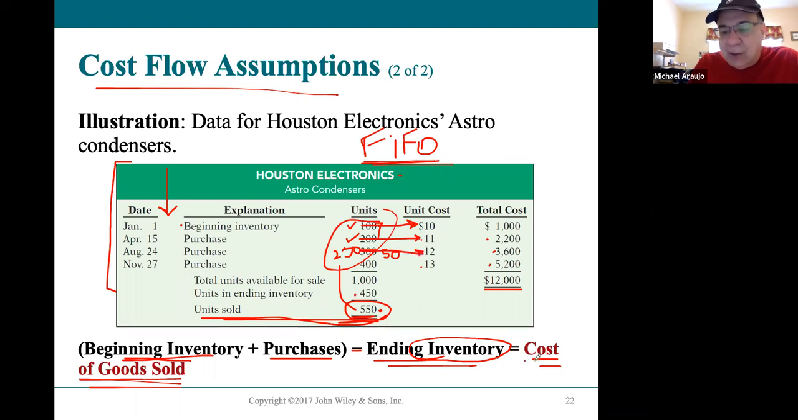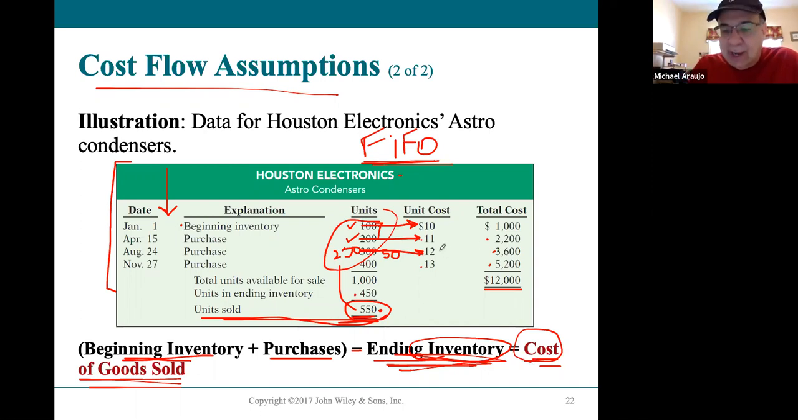So you can actually calculate your cost of goods sold that way. What your book asks you to do is a little bit different. What your book actually says is, what is the ending inventory? And then you subtract that to get the cost. So that's what your book is going to show you.